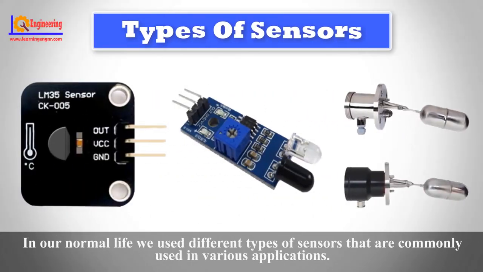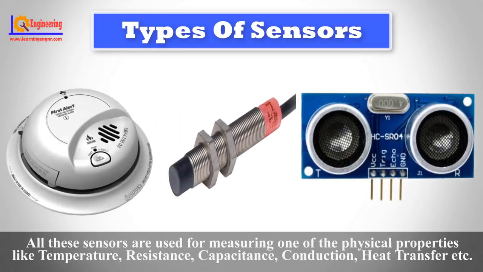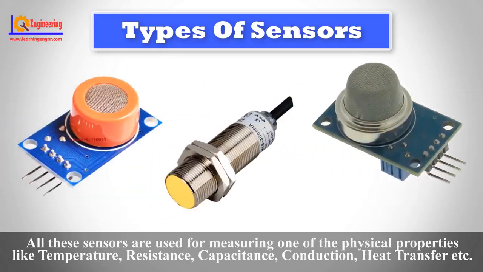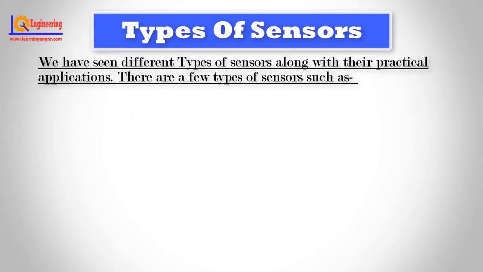In our normal life we use different types of sensors that are commonly used in various applications. All these sensors are used for measuring one of the physical properties like temperature, resistance, capacitance, conduction, heat transfer, etc. In this video, we will see different types of sensors along with their practical applications.